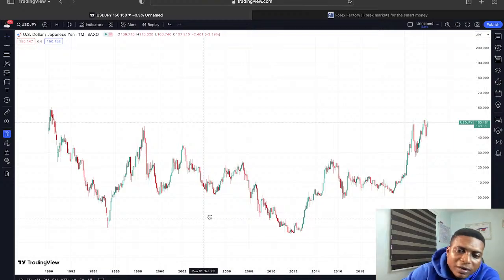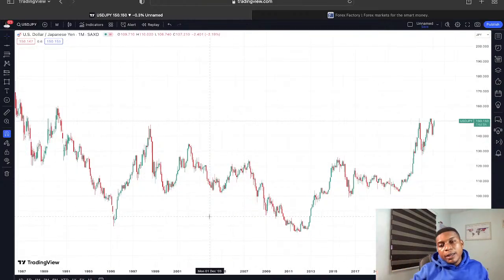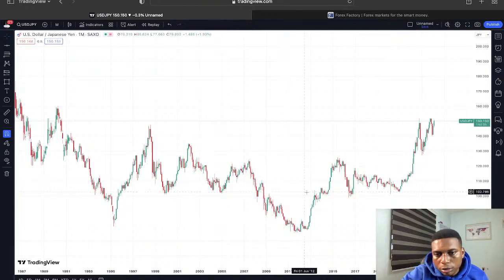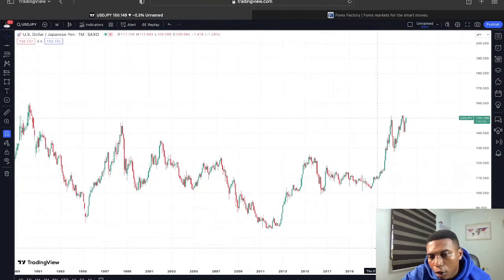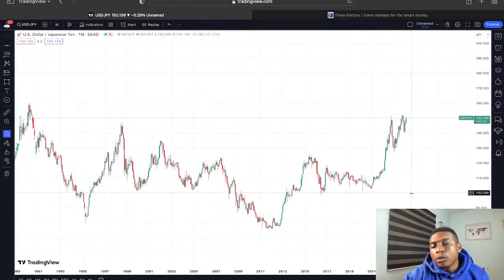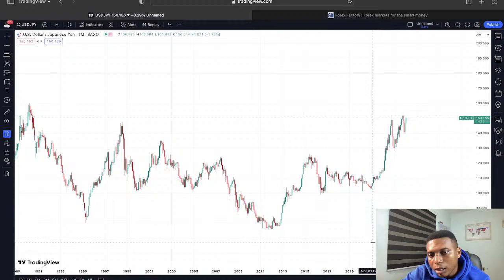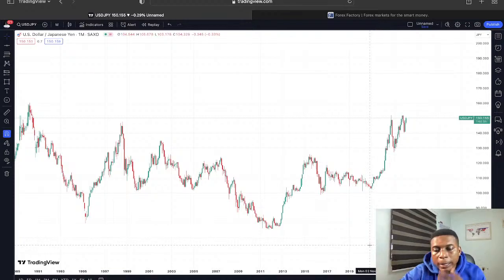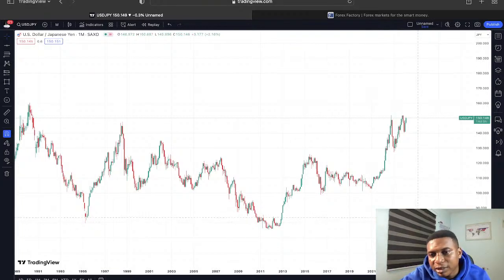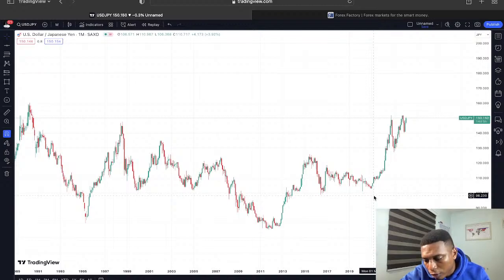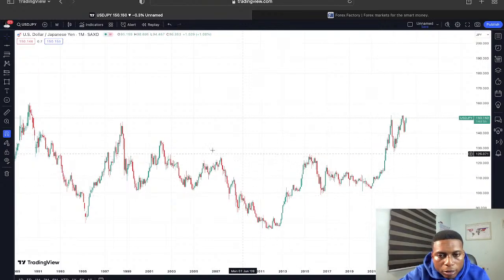Now, interestingly, you discover that the market of USD JPY has been an interesting one. Right from 2021, the dollar has been gaining so much strength against the Japanese yen, and the Japanese yen has experienced a loss of 50% of its value to the dollar. So let's map this out.